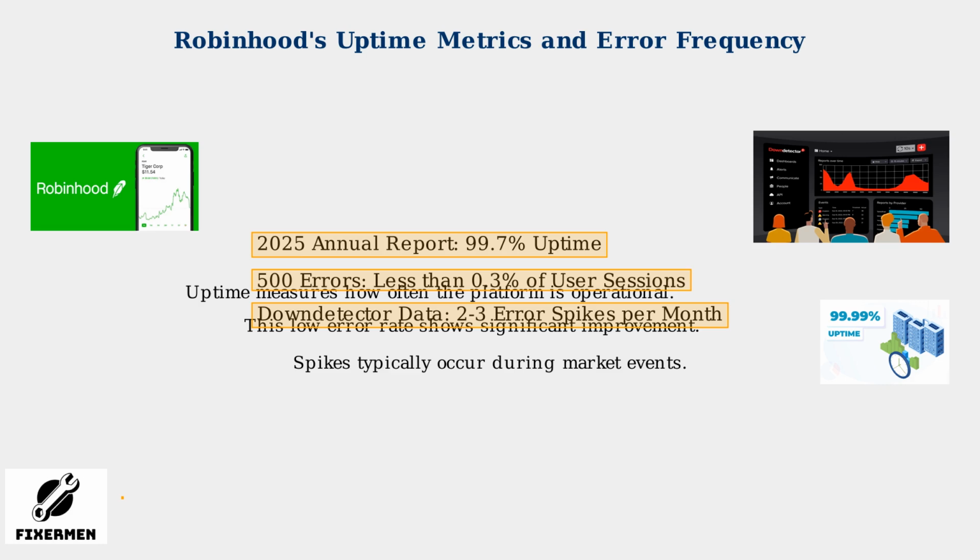External monitoring data from Down Detector reveals an average of 2 to 3 reported error spikes per month, often coinciding with high-traffic events like earnings reports or market volatility. These metrics demonstrate Robinhood's progress in maintaining stability while highlighting the challenges of operating a high-volume trading platform.